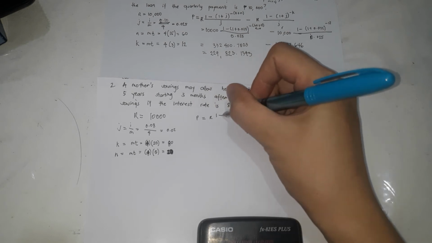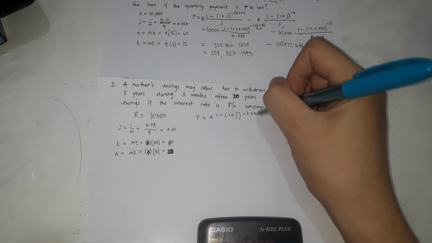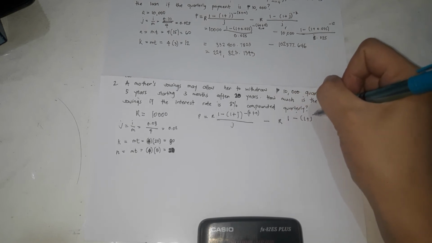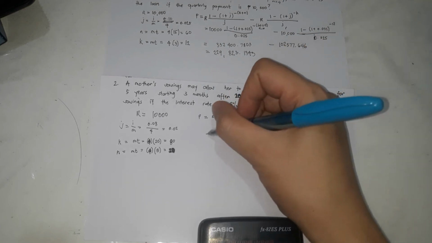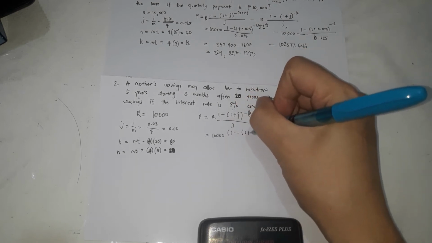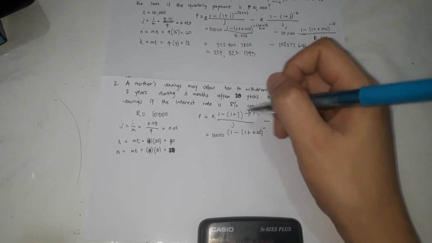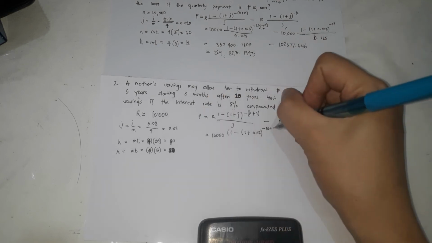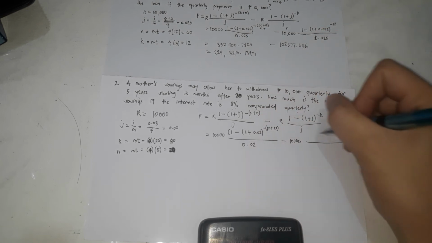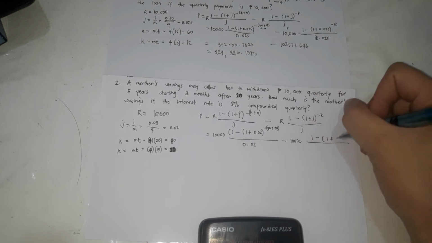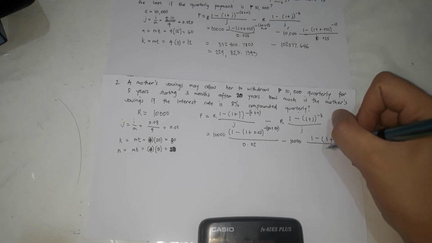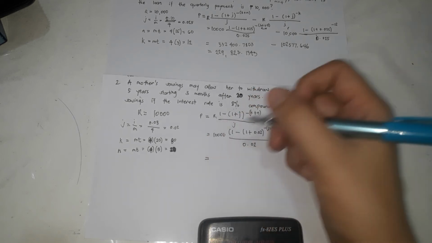So we'll copy the formula. P is equal to R, 1 minus 1 plus J raised to the power of negative K plus N over J, minus R, 1 minus 1 plus J raised to the power of negative K over J. So substitute, R is 10,000, 1 minus 1 plus J, which is 0.02, raised to the power of negative K is 80 plus 20, over 0.02, minus 10,000, 1 minus 1 plus J, which is 0.02, negative K, which is 80, negative 80 over 0.02 is equal to 10,000.